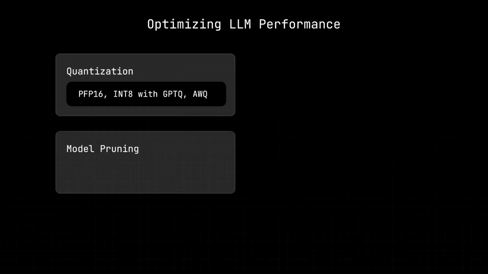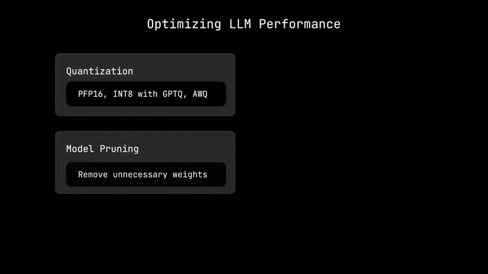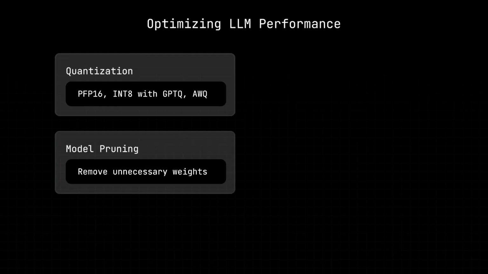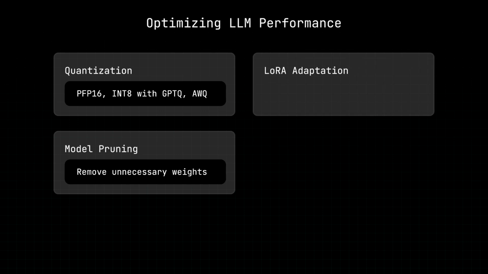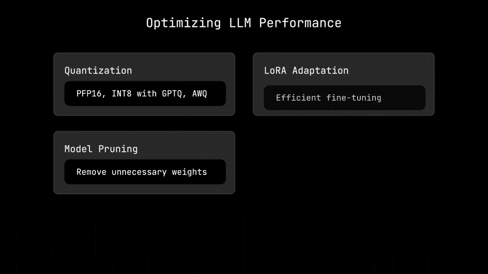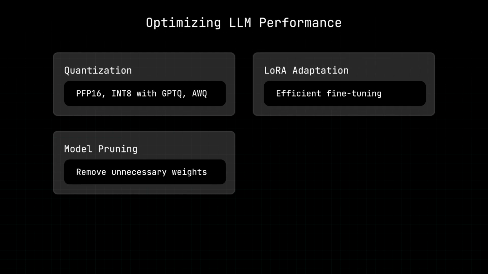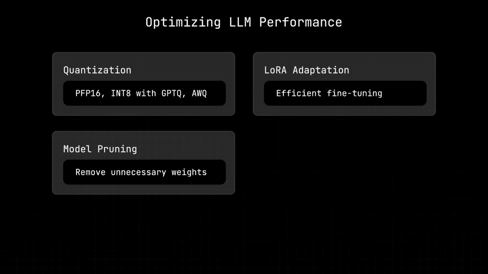Model pruning. Pruning removes unnecessary weights and neurons, streamlining the model. SparseGPT is a great tool that can help you trim down the model for faster performance. LoRA, low-rank adaptation. LoRA enables efficient fine-tuning without the need for full retraining, allowing you to adapt the model to your specific needs more efficiently. Hugging Face PEFT offers tools to implement this method.